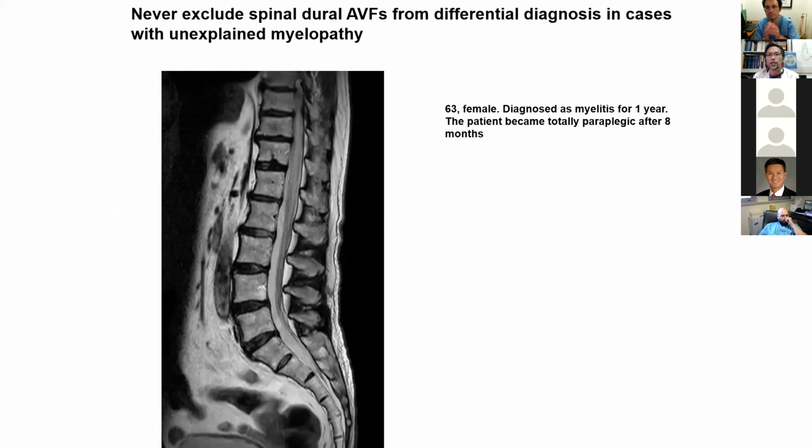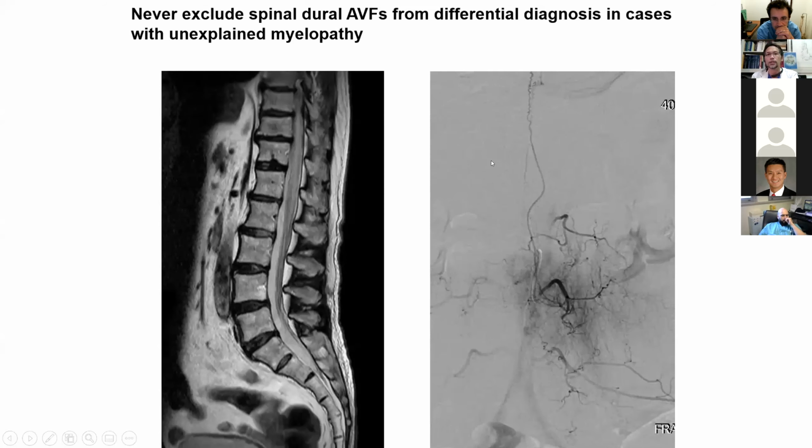She was diagnosed with myelitis for 1 year before she came to see us, and she became totally paraplegic about 8 months before she came to us. So this is like edema in the cord. We don't see any flow voids. It's not very typical for this.